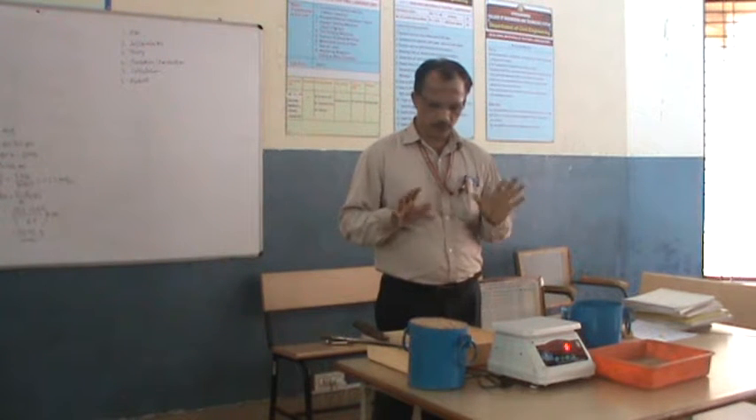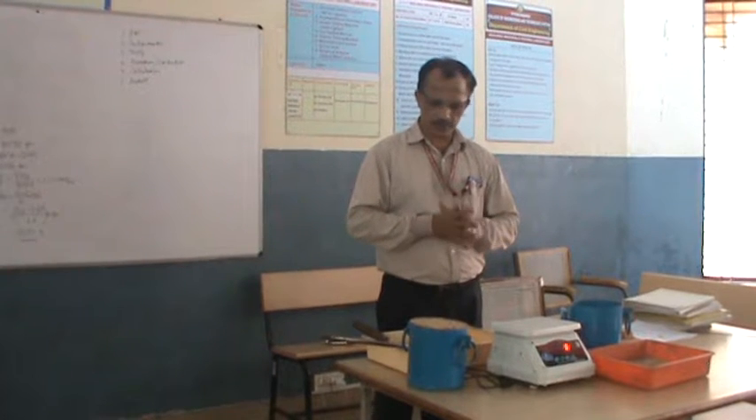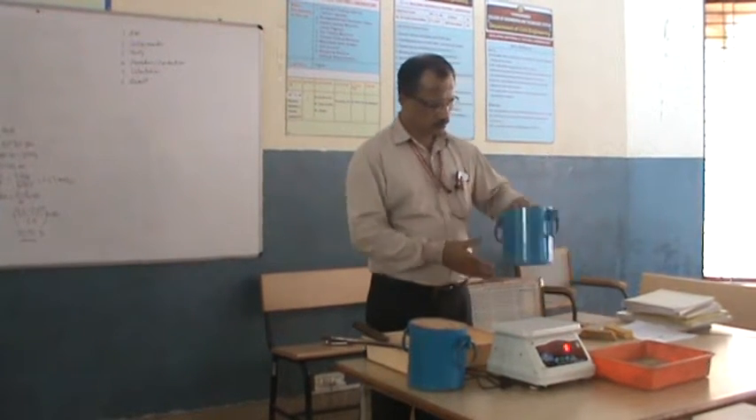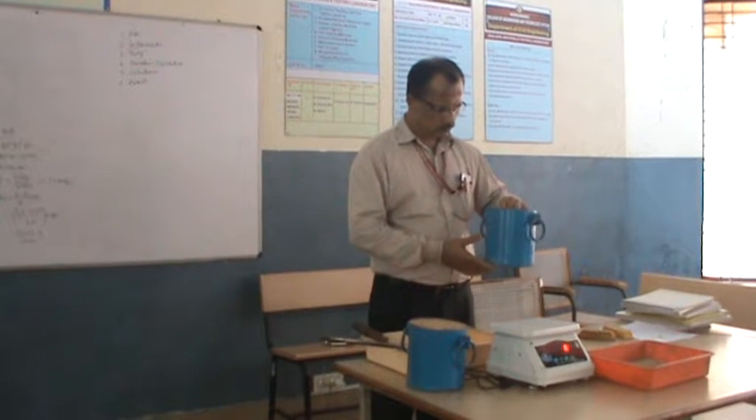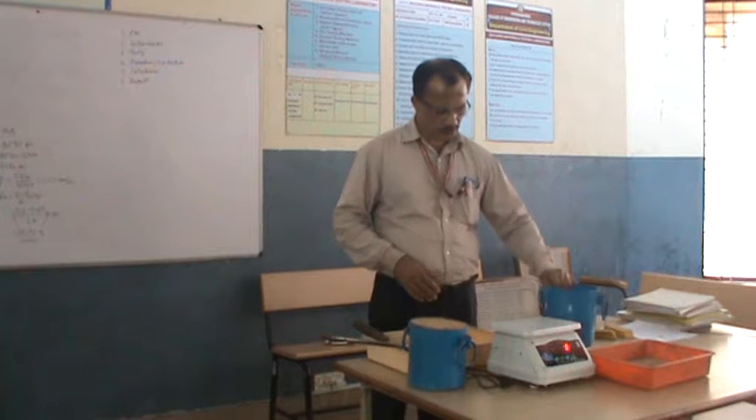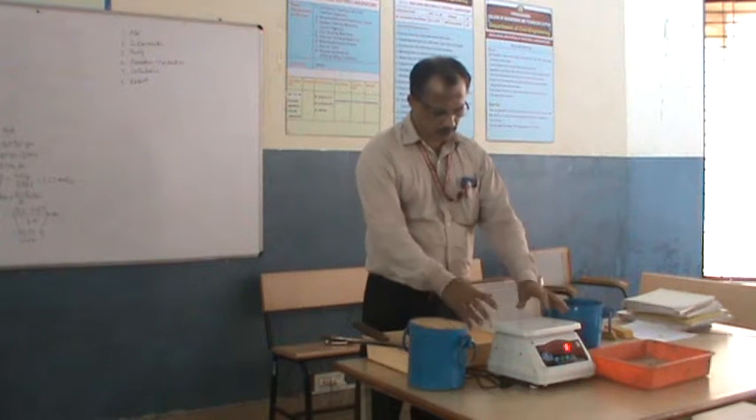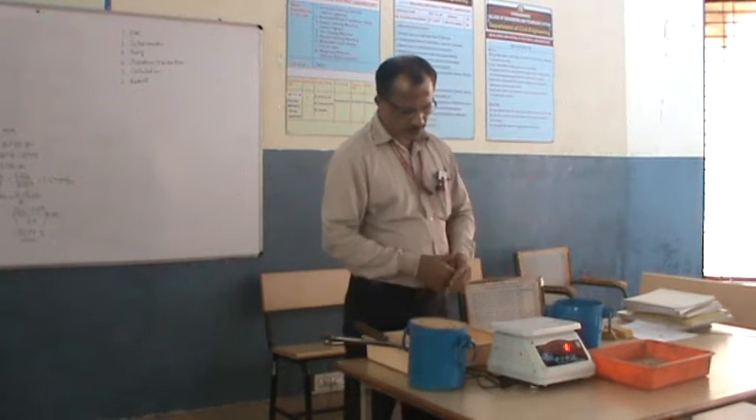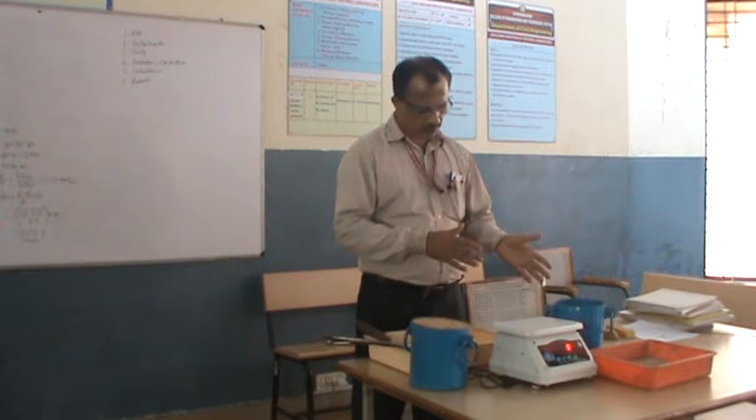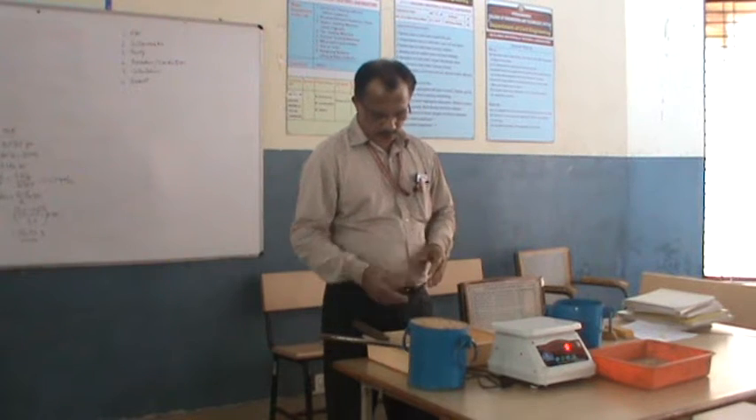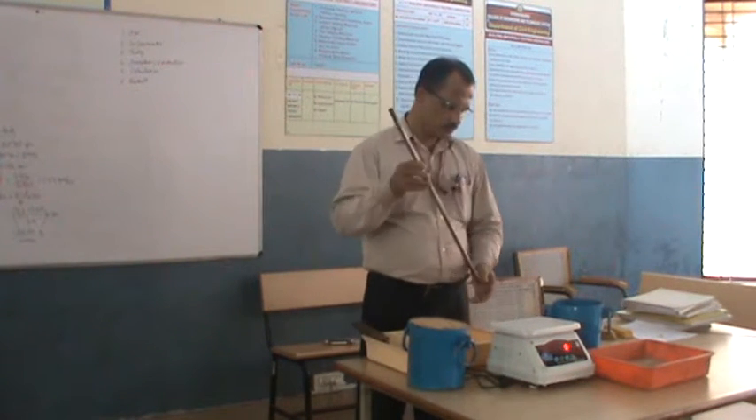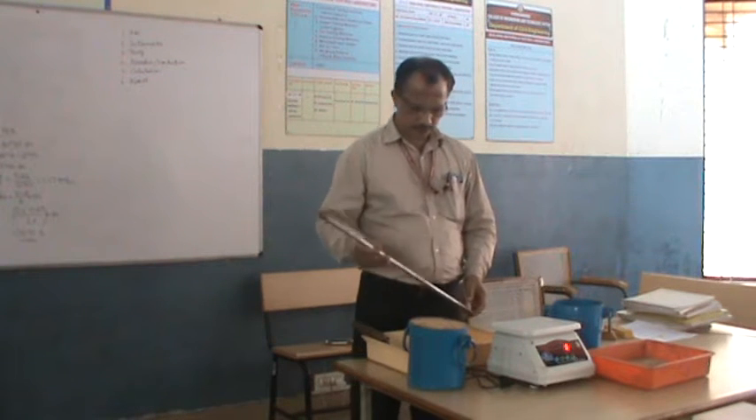Now, the instruments used to conduct this experiment: we have the measuring cylinder of standard dimensions. We have the weighing balance used to measure the weights of the empty cylinder and the cylinder filled with sand. We have the tamping rod used to compact the sand inside the cylinder.